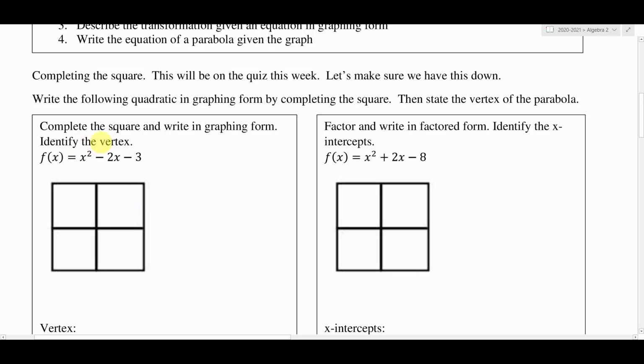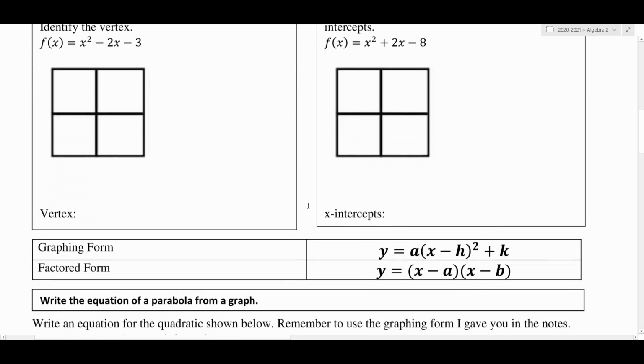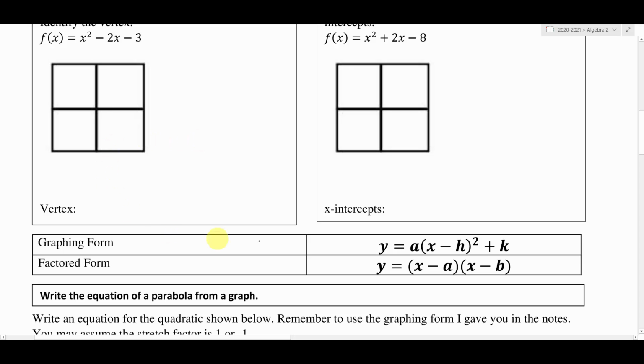All right, so we're going to do a completing the square, and then we're going to do a factoring. So again, you'll see them side by side here, and down below the problems, you'll notice I gave you what graphing form looked like and what factored form looks like. So when we complete the square, we get into graphing form. So we know that at the end of our problem, we should look like this.